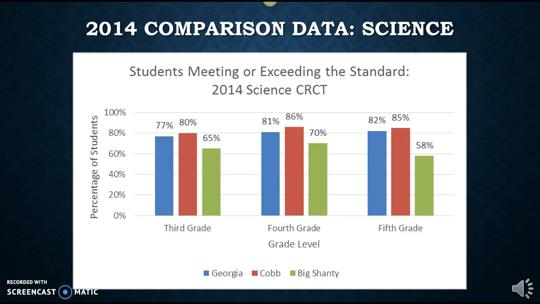Down even further into science, here's a comparison on the 2014 CRCT in science, comparing the state of Georgia to Cobb County, and then specifically comparing it to Big Shanty. And you can tell by the graph that Big Shanty scores below the state and the county as far as the number of students that are meeting or exceeding the standard.